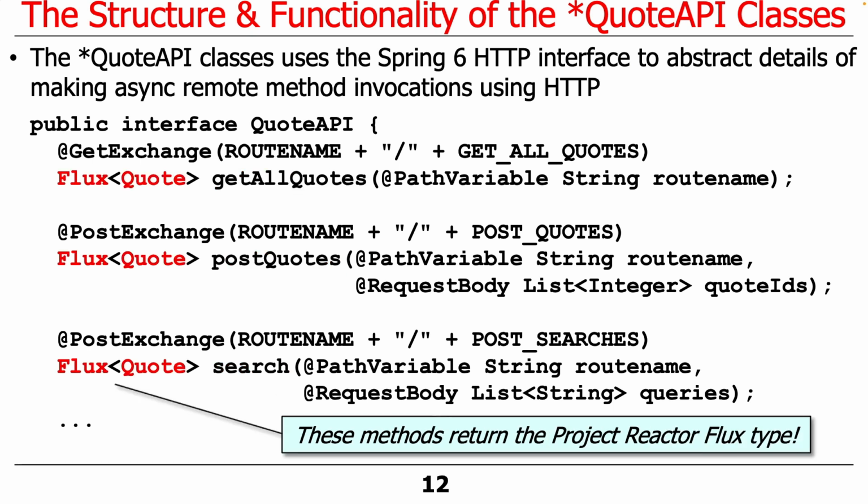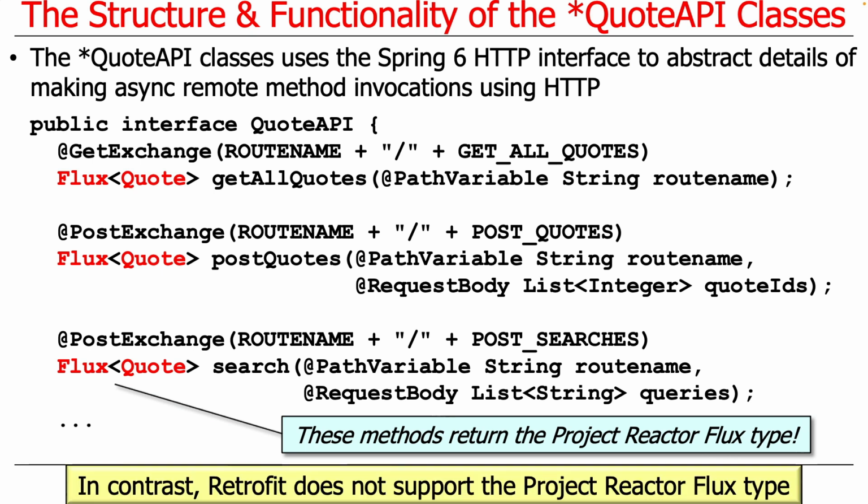You can see these all return Project Reactor Flux types. This is the part that's really cool about the Spring 6 and beyond HTTP interface client feature. It knows how to deal with reactive types, whereas Retrofit, not so much. So we can't use Retrofit in quite the same way, which is a shame because it's got some other cool things. But you can tell that they really thought more carefully about how to integrate the HTTP interface client features with Spring to work with WebFlux.